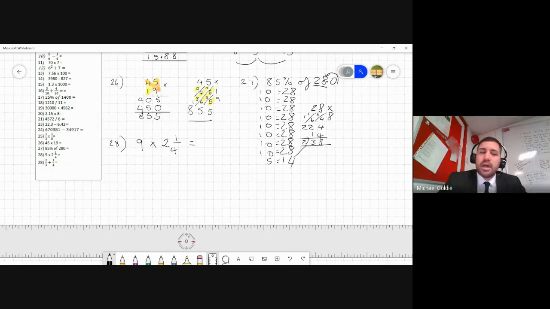Now, if you want to turn any whole number into a fraction, you simply put a 1 at the bottom of it. So I'm going to set this up. This is going to be step 1, and here's step 2. Step 2 is 9 turns into 9/1. Put your multiplier in, and then 2 wholes and 1/4. You can write that like this.